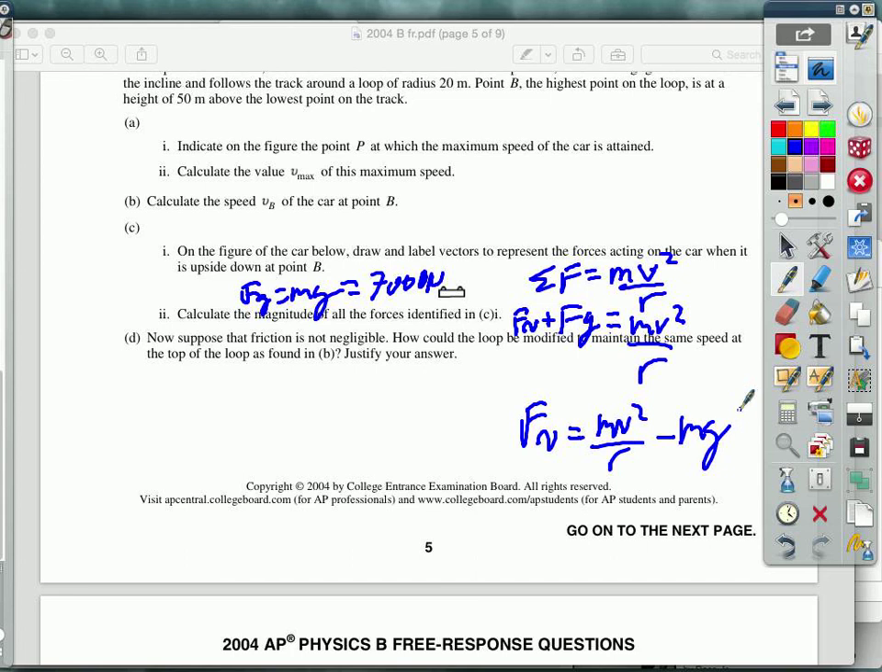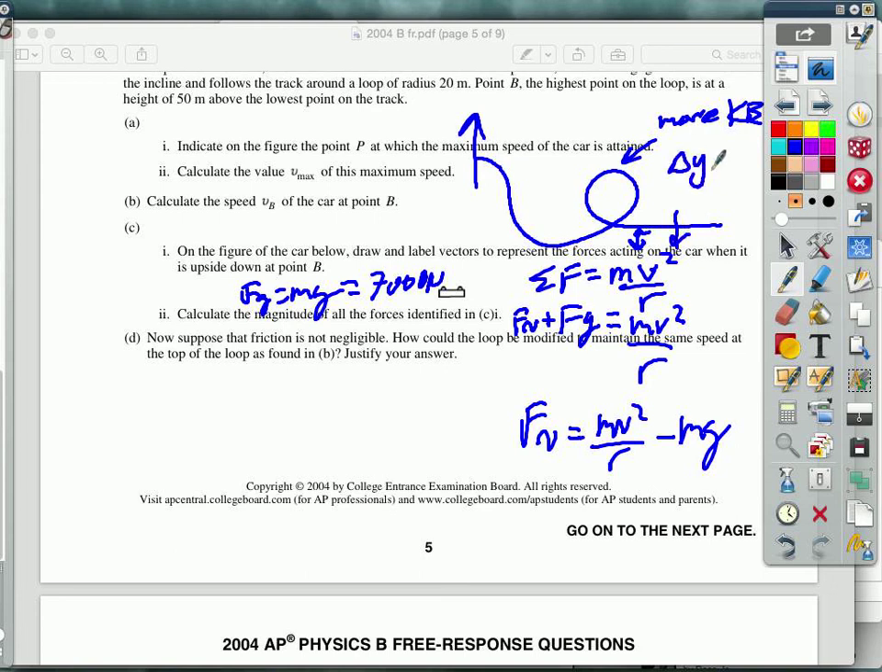Then the question says, suppose that friction is not negligible, how could the loop be modified to maintain the speed? So remember, our roller coaster goes like this, it comes up, then makes a loop, and then goes here. So there is this distance underneath that could be changed. Basically, what has to happen is we need more KE, right? How do I get more KE at this point? I either raise this top or I drop this bottom, because I need delta y to increase.